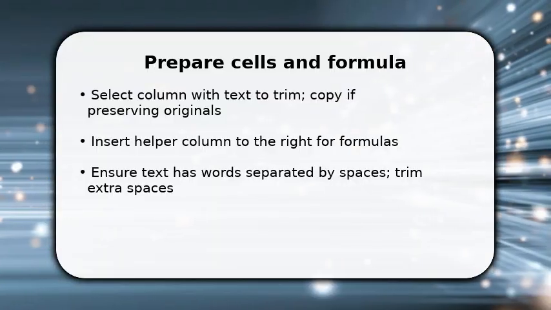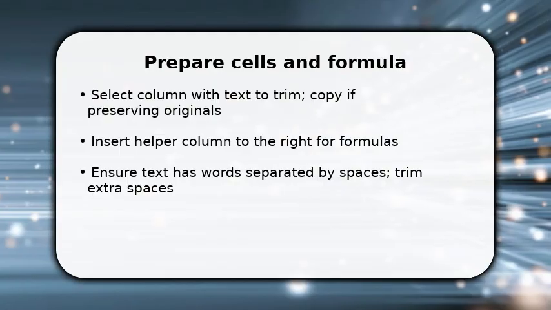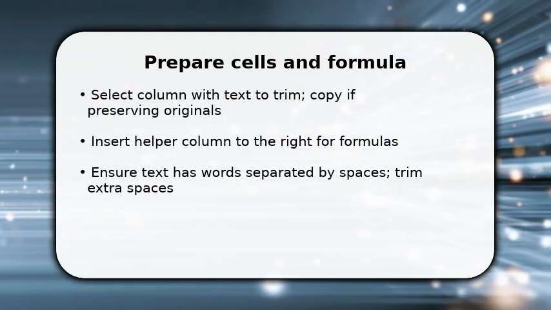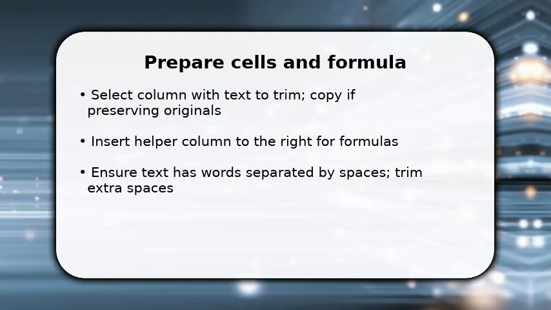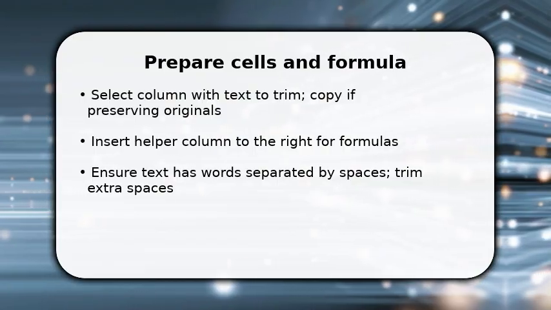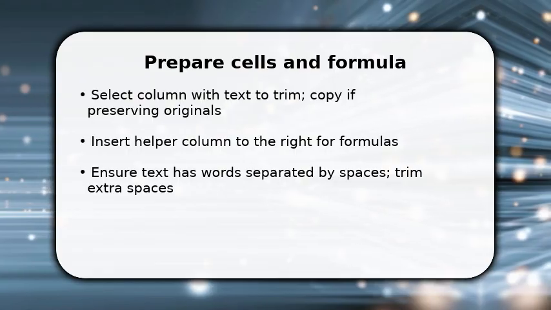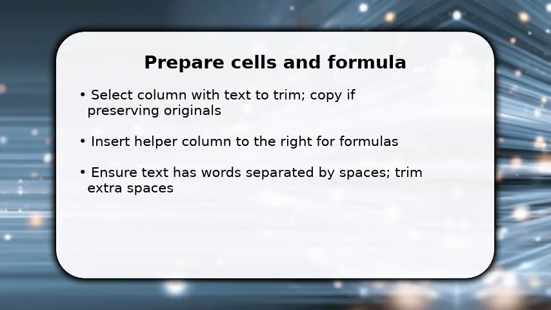You'll start by working directly in a helper column so you can keep originals. Select the cells with text and insert a column to the right. Make sure each entry uses spaces between words and remove leading or trailing spaces with TRIM if needed.